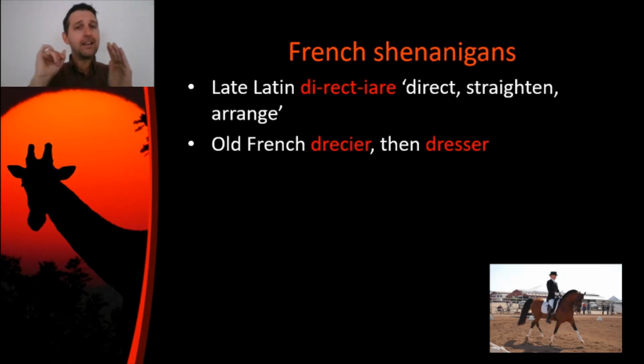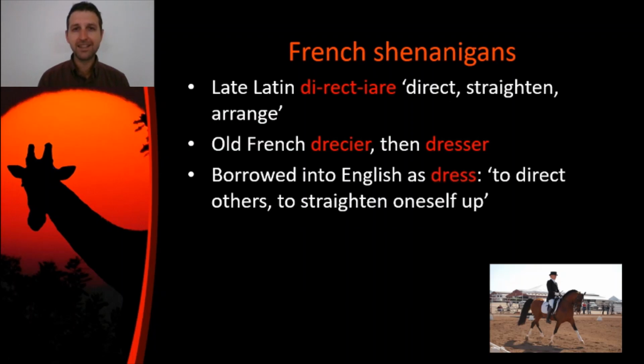Later on, that form or something like it evolved into dresser, and that's how you would pronounce this in modern French. You can probably already see where we're going with this and what word we got from this in modern English. We actually got dress from this. So you would never guess that dress comes from the same root as direct way back in Latin, but it actually does. Now, the original meaning of dress was just to direct others.